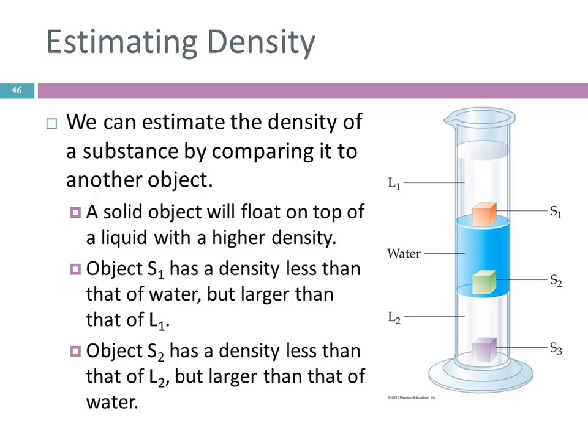Something that is more dense will sink. So S2 is more dense than the water, but it's less dense than this liquid at the bottom. And this object here at the bottom is the very most dense. And so we can compare their relative densities. We can say that liquid 1 is less dense than solid 1, which is less dense than water, which is less dense than solid 2, and liquid 2, and then solid 3. And so that's a way to estimate.